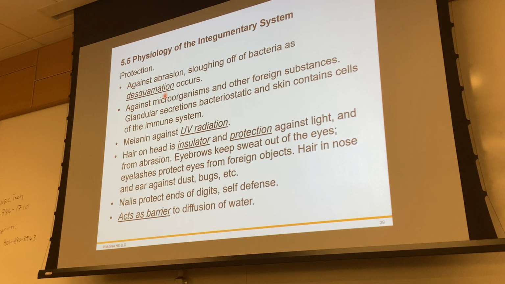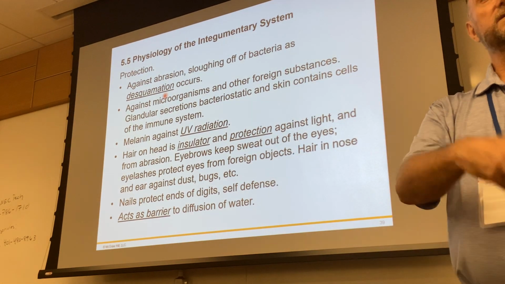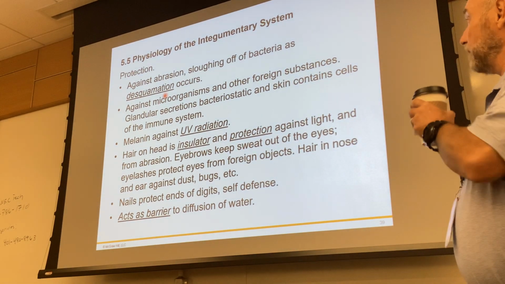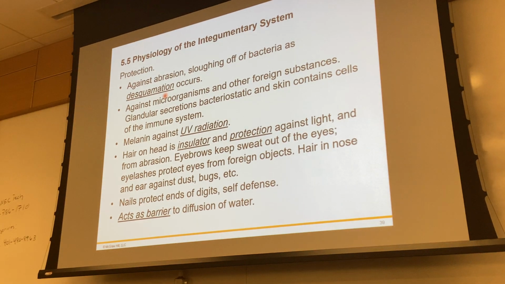So now we've talked about the structure of the skin and the accessory structures of the skin. Let's talk about two examples of the physiology. First thing is temperature control, which is something you're pretty familiar with. And then we're going to talk about production of vitamin D.